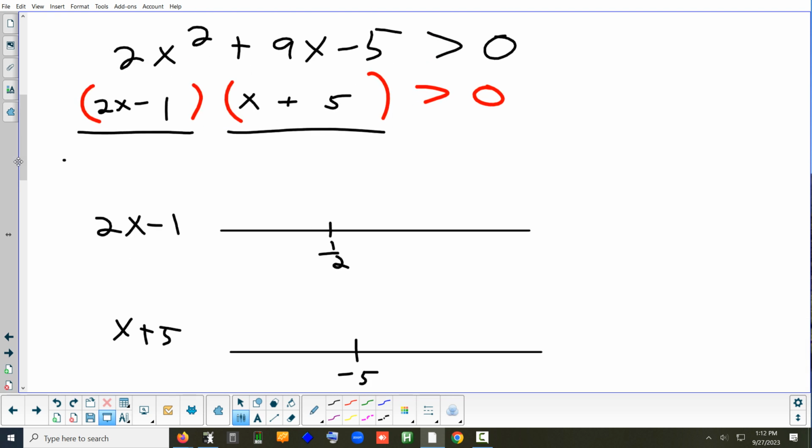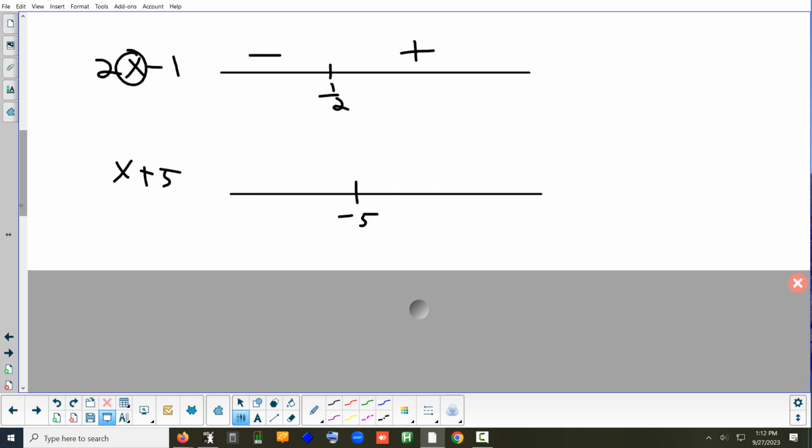In the top number line, pick a number less than 1/2. Say 0, whatever number you want. If you fill in a number that's less than 1/2 right there, what kind of answer will you get, a negative or a positive? Yep. You get a negative. What if you plug in a number bigger than 1/2 for x? Plug in 3. What kind of answer do you get? Positive. You get a positive. Okay, so there's our first sign pattern. Let's do the next one.